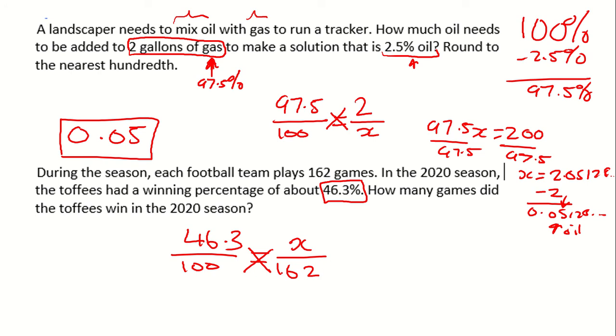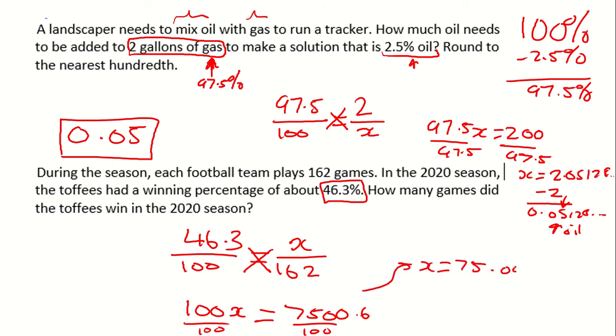So cross product. I get 100 times x equals 46.3 times 162. And we get 7,500.6. So if I divide both sides by 100, we're going to have x equals 75.006. The question has said, how many games did they win? Well, they can't win a fraction of a game, so they actually won 75 games.